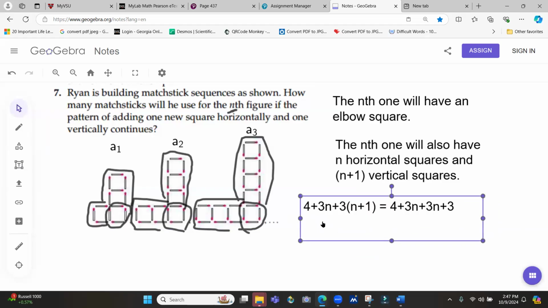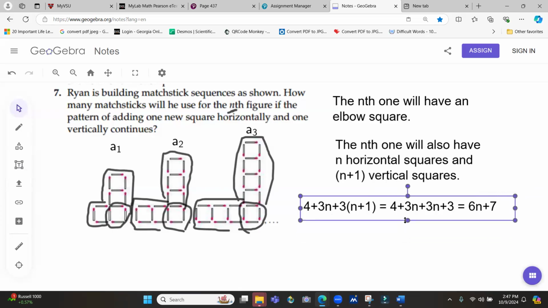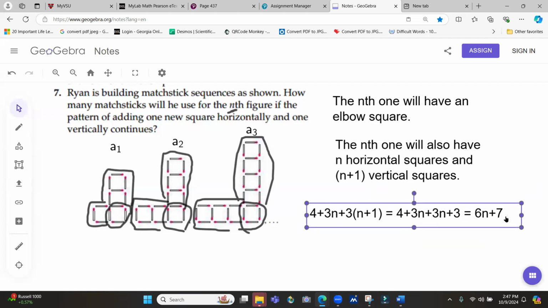Now let me double check once again. 4 for the elbow, 3n for the horizontal ones, and 3n plus 3 for the vertical ones, that sounds about right. So I'm getting 6n plus 7. It's a very good problem. That's your answer. If I give you this problem on the exam, I want you to write 6n plus 7 as your final answer. I'm going to pause there. Good 1 minute, guys, okay? See if you have any questions.